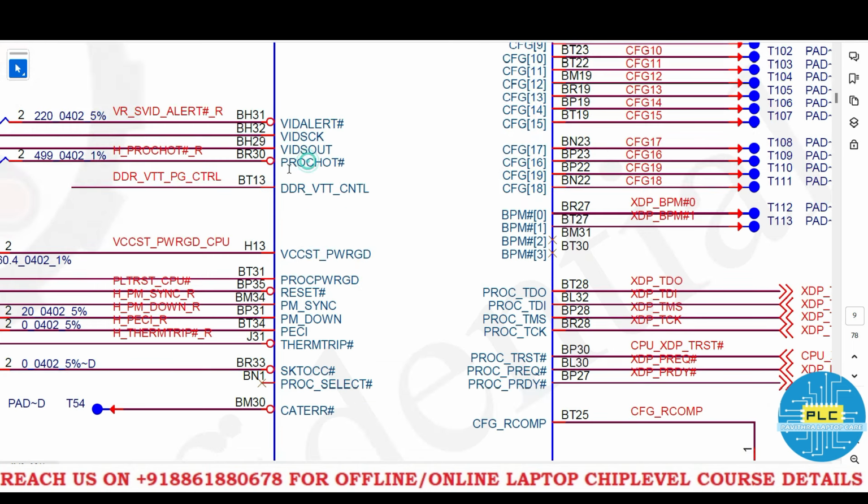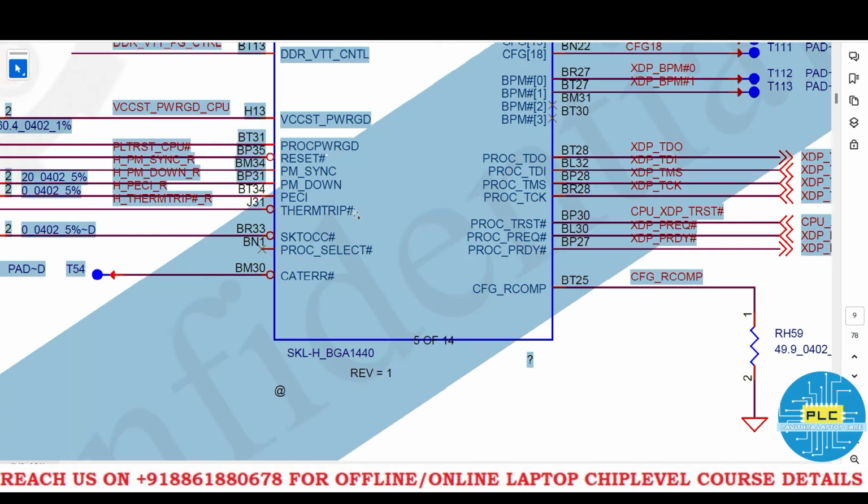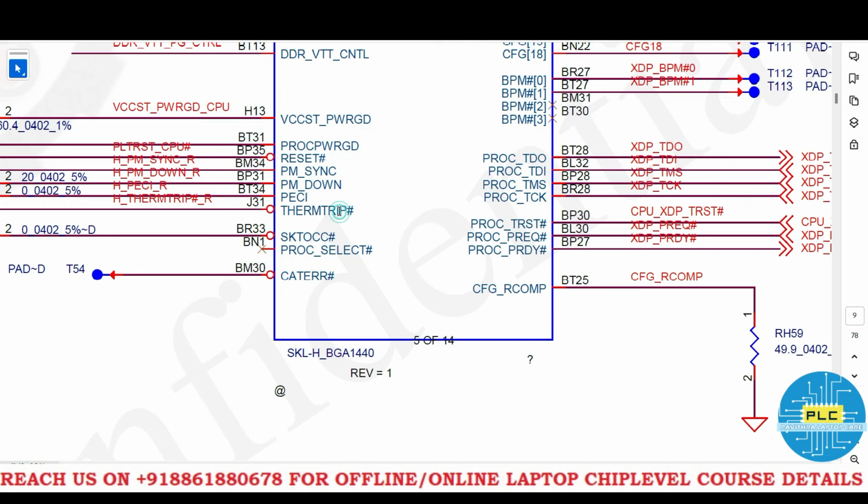PROCHOT, this is a very important signal. Once the processor is too hot, this particular signal will be enabled. It informs the motherboard section that the processor has reached the maximum temperature, and then it's going to switch off. If it is disabled, then it will work normally. Thermal trip: once the processor gets too much heat, the processor itself will protect against getting damaged by the heat. That's thermal trip, meaning it will shut down.